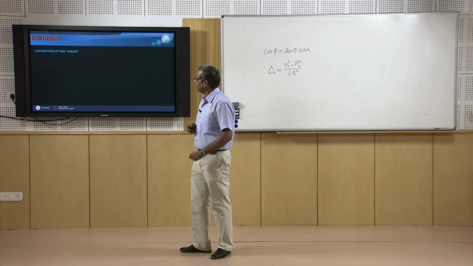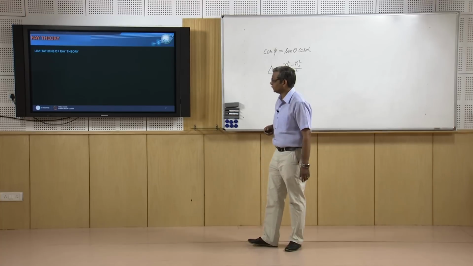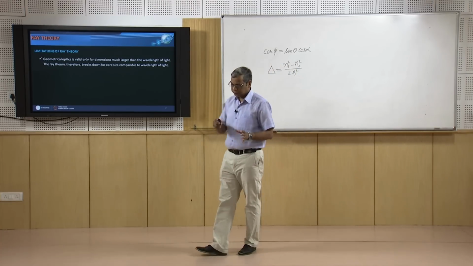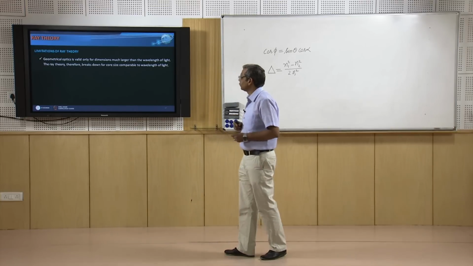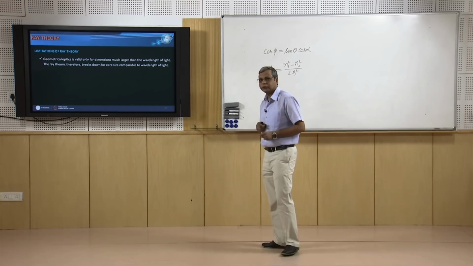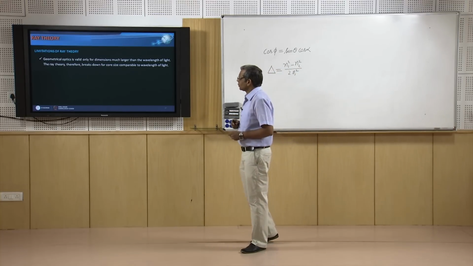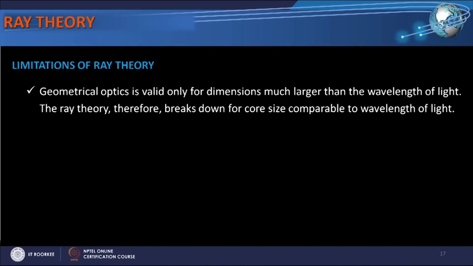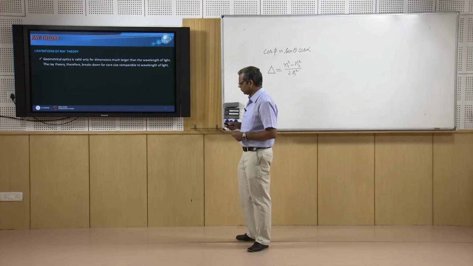Now, let us look at the limitations of ray theory. Ray theory is basically geometrical optics, and geometrical optics is valid only for dimensions which are much larger than the wavelength of light. So, ray theory breaks down when we consider a fiber whose core is of the order of, or comparable to, the wavelength of light.